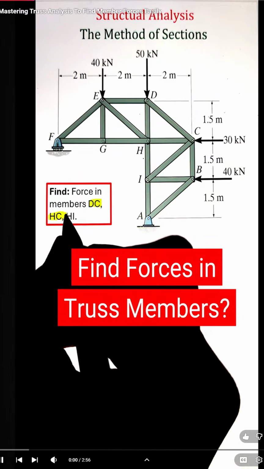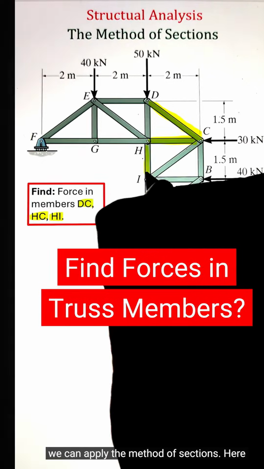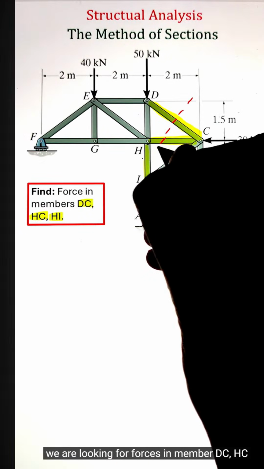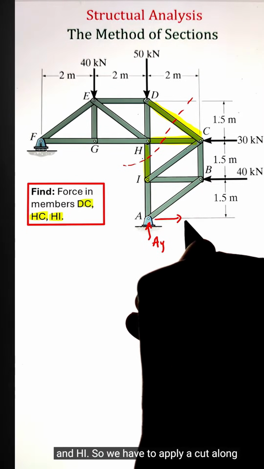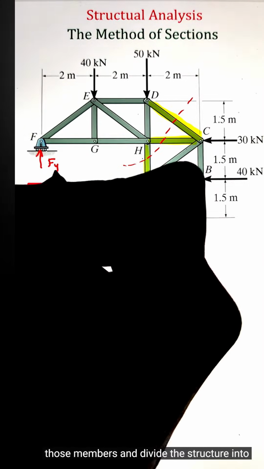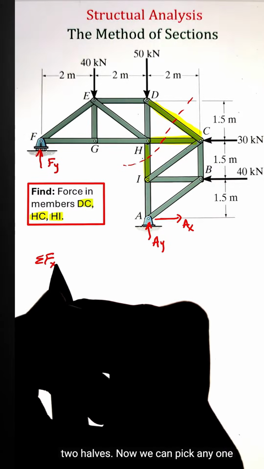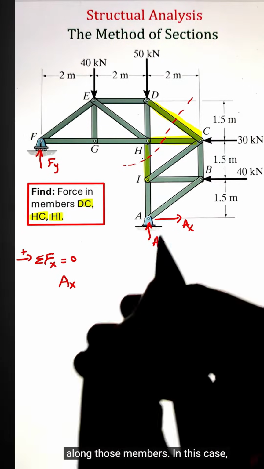In order to find the forces in truss members, we can apply the method of sections. Here we are looking for forces in member DC, HC, and HI. So we have to apply a cut along those members and divide the structure into two halves. Now we can pick any one of the halves to identify the forces along those members.